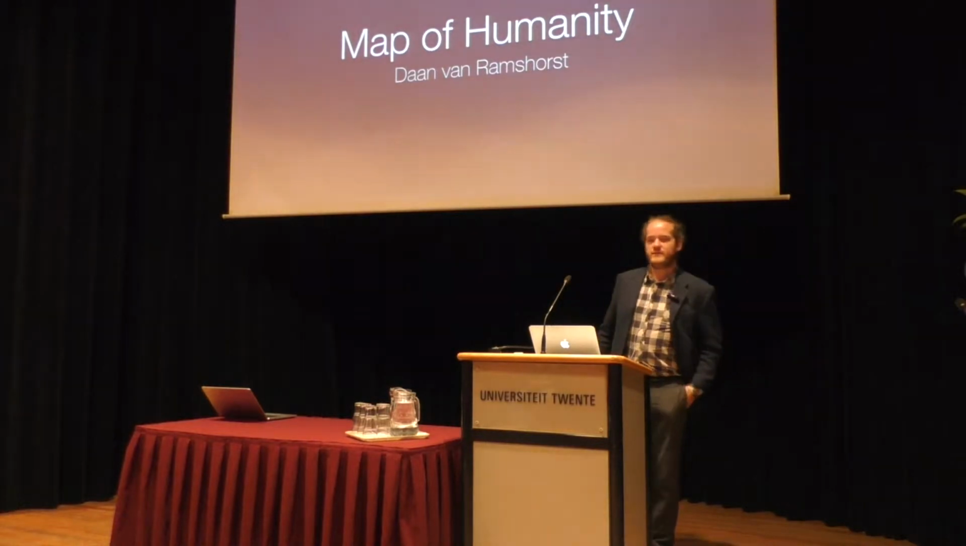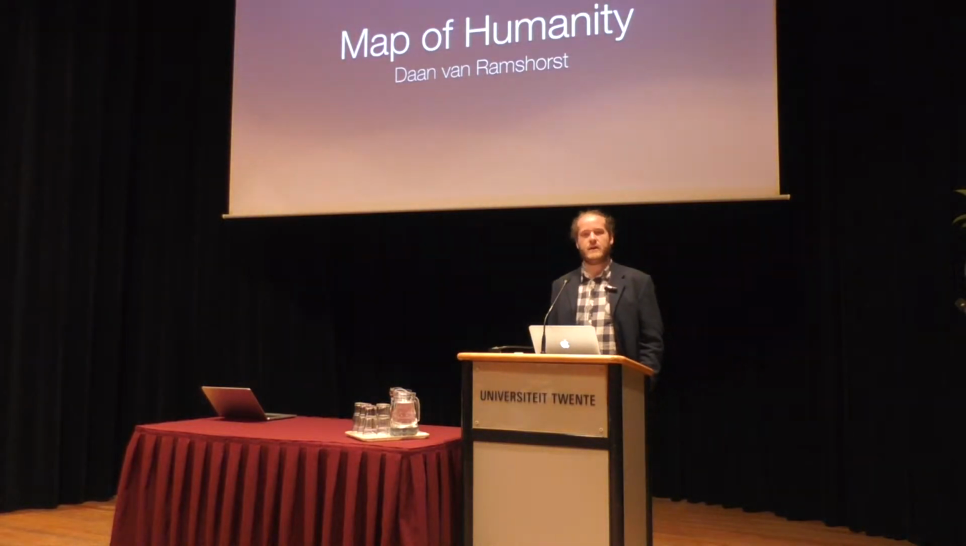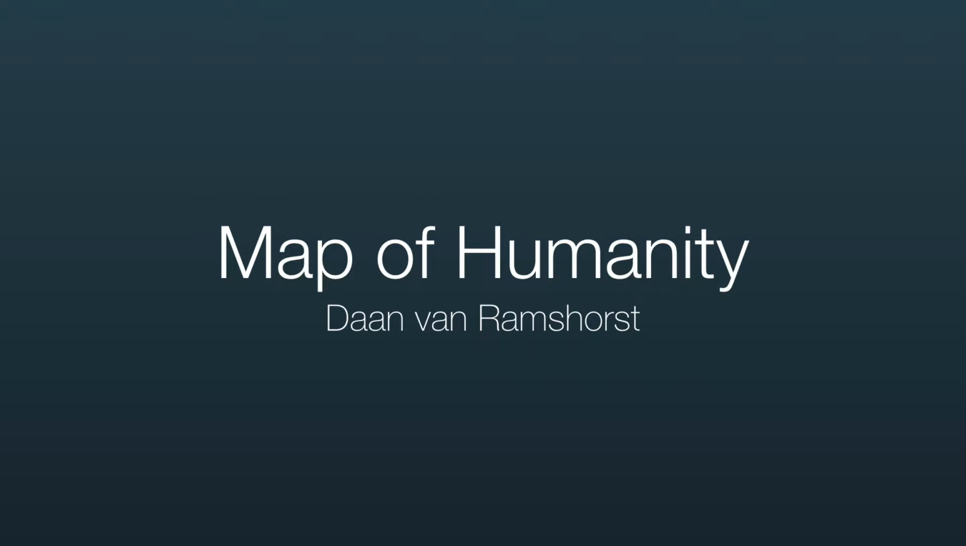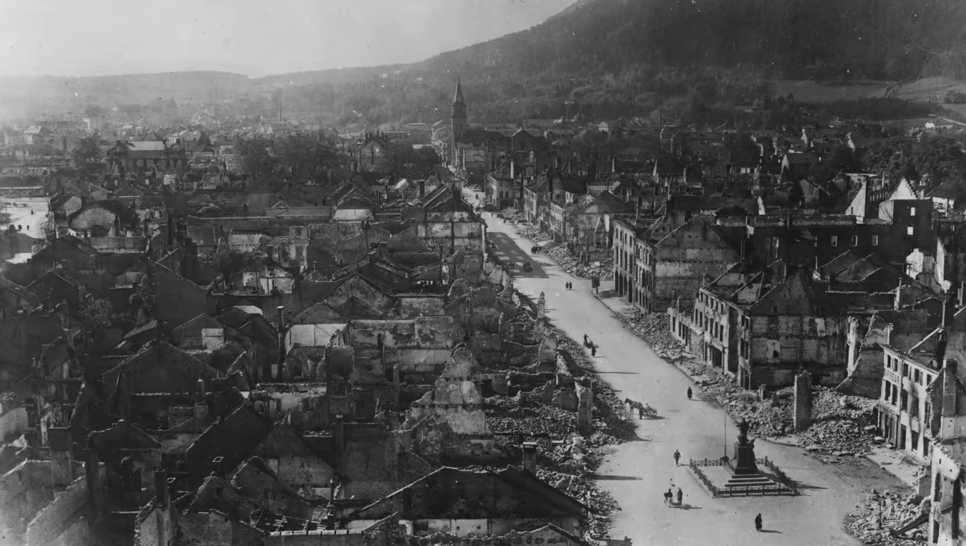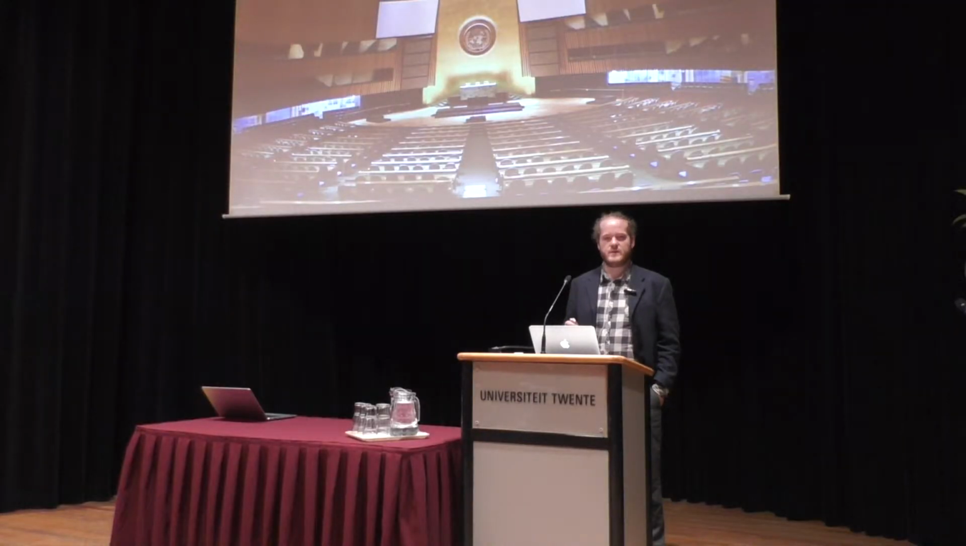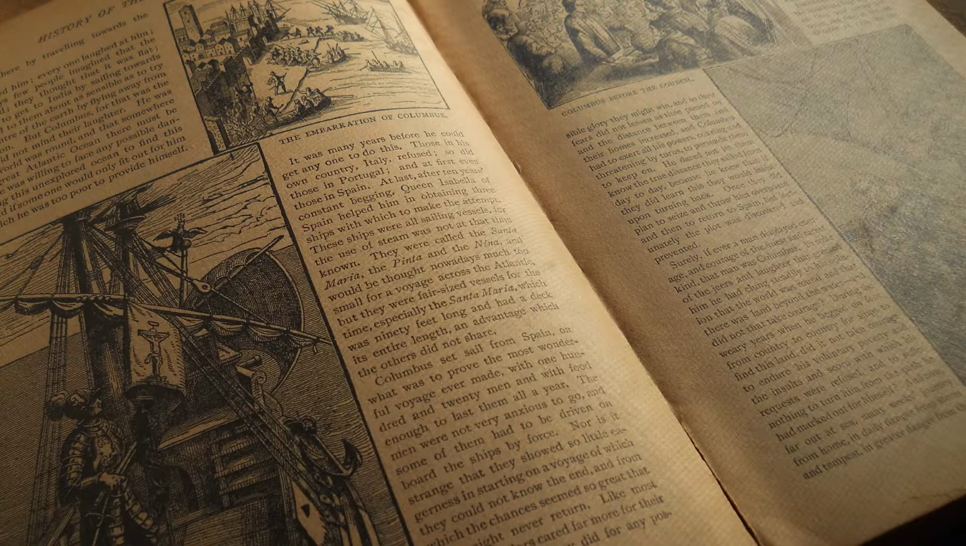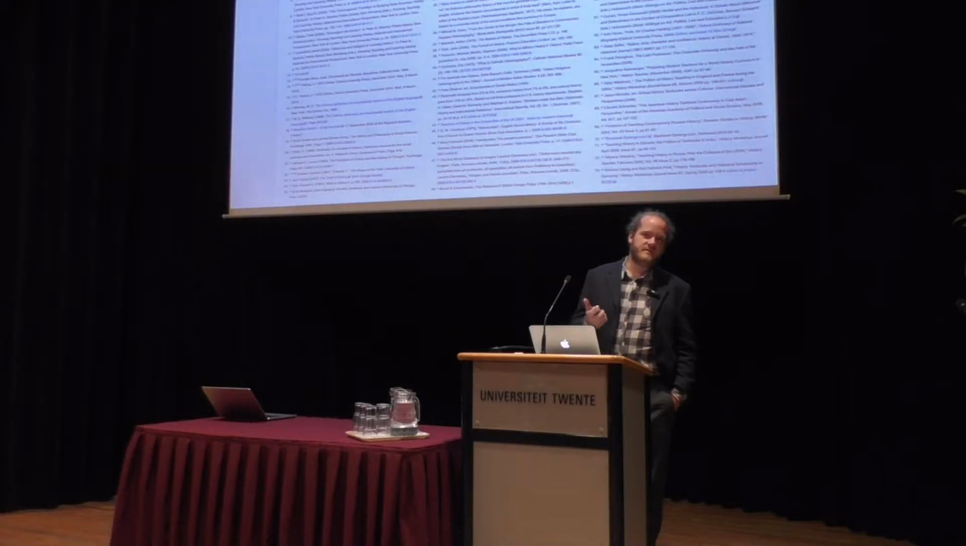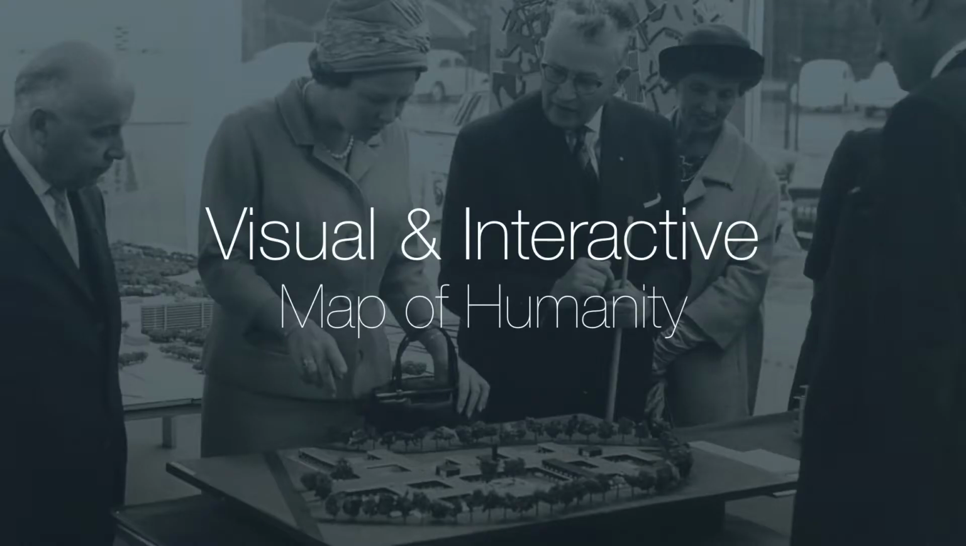I'm Dan van Ramshorst. I graduated with a project called Map of Humanity, and I chose this because I believe that knowing more about the past improves your ability to understand and appreciate the present. My interest in history has always been suppressed by boring books and long Wikipedia articles. Based on this, I decided to create a visual history. I called it Map of Humanity.